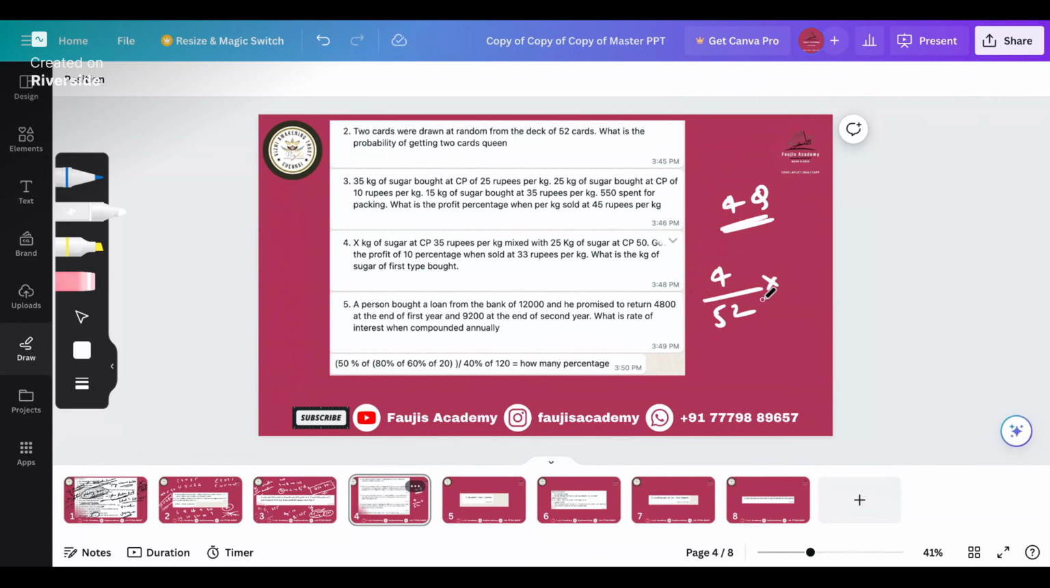Now let us say you took out one queen. So how many queens left? Three queens left out of how much? 51. Just multiply this one. This is your answer. Okay.